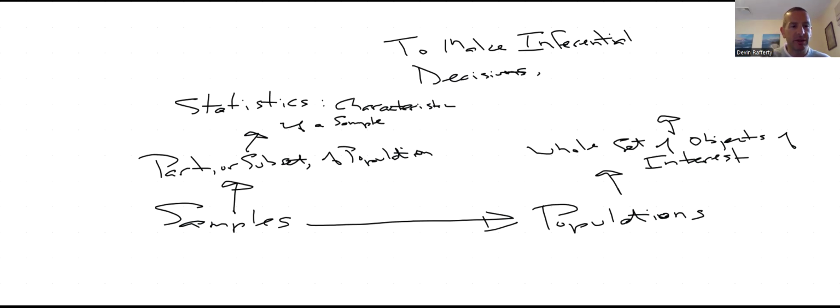Let me see if I can erase that, make that a bit more legible. Okay. Statistic. You've heard statistics your whole life. Oh, these statistics say this, these statistics say that. These statistics are for baseball. These statistics are for airplanes. What's a statistic? A statistic is really nothing more than a characteristic of a sample.